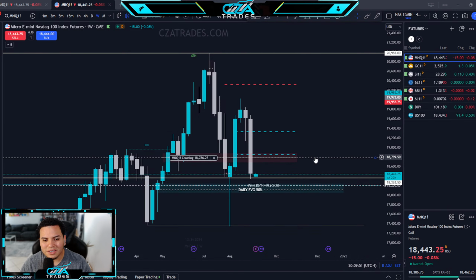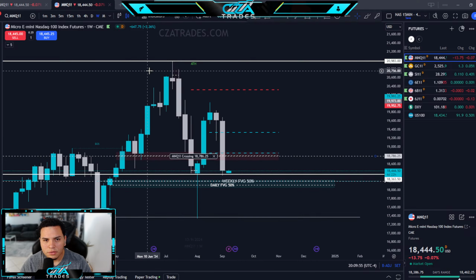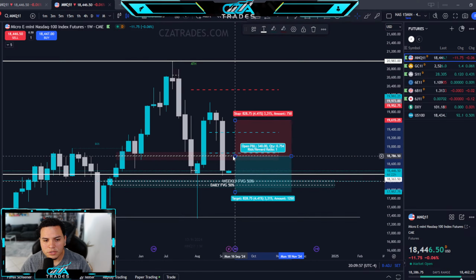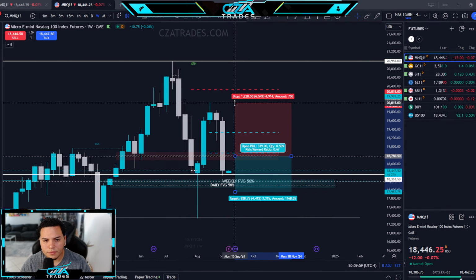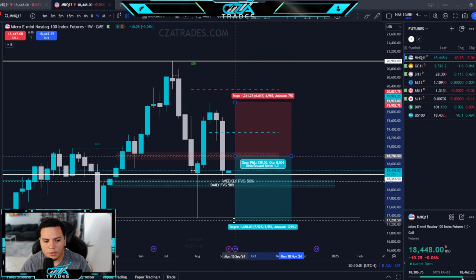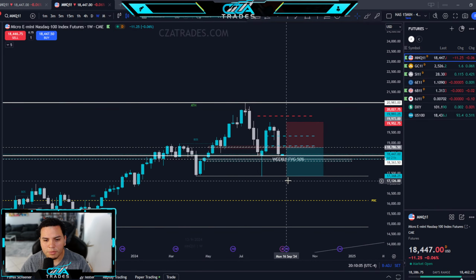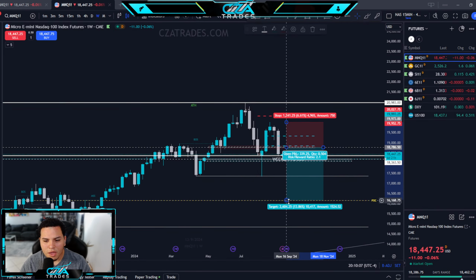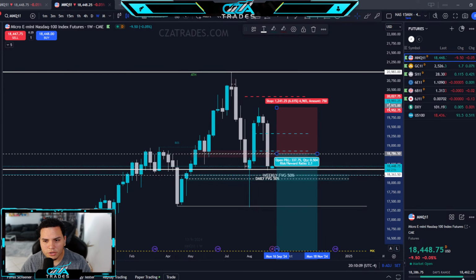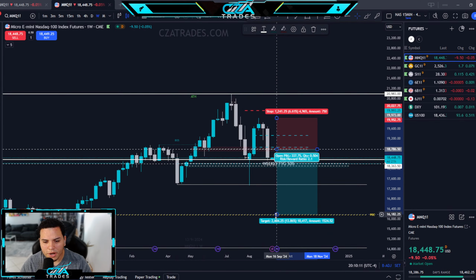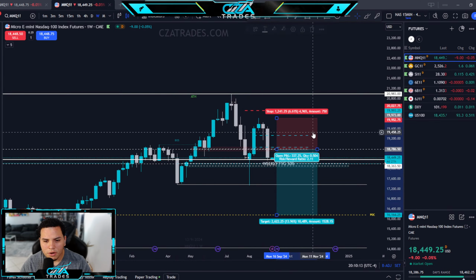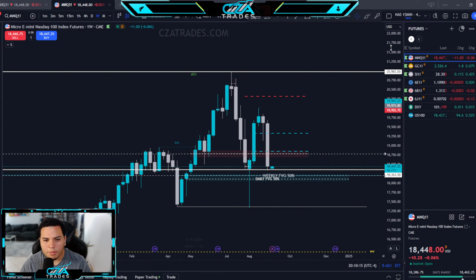That level is 18786.25. Let's check this out. Targeting there is a 1.1. Should take about a month to get there. If we target this POC, that's a 2-to-1 ratio. Might get there probably by the end of Q4. We'll keep an eye on that.